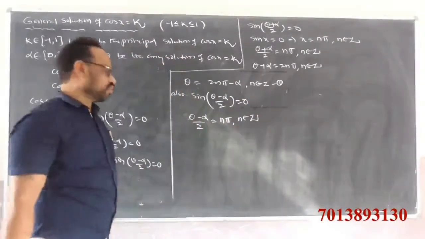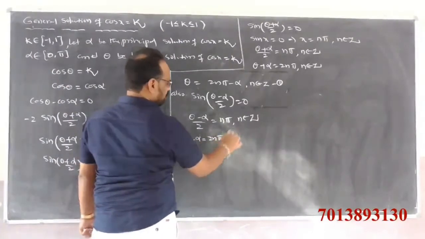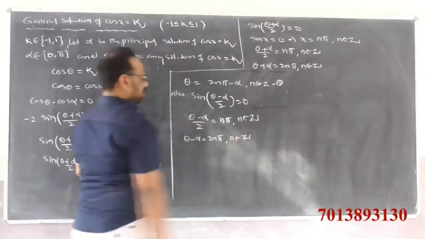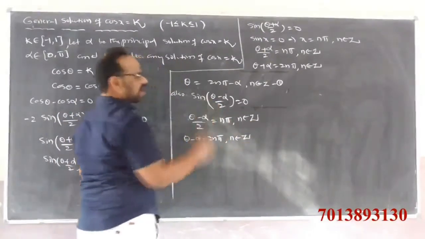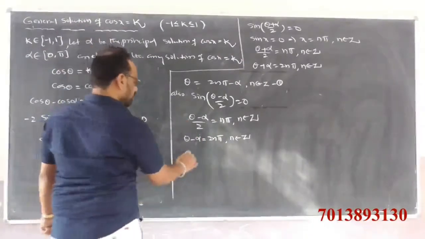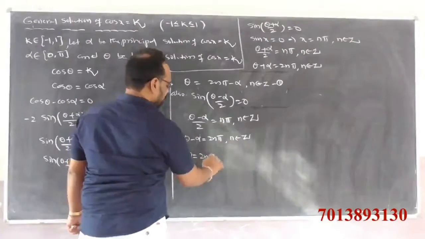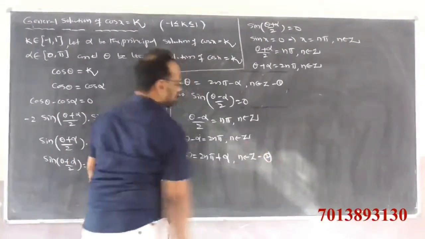If you transpose 2, we get here theta minus alpha is equal to 2n pi, where n belongs to Z. We want theta in terms of alpha. If you transpose minus alpha from LHS to RHS, clearly it will become plus alpha. So theta is equal to 2n pi plus alpha, where n belongs to Z. This is equation number 2.